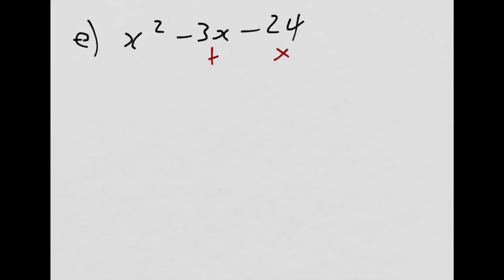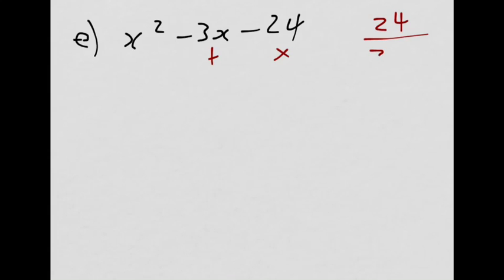Okay, another example. Now we've got x squared minus 3x minus 24. So again, I want a factor pair of 24 that multiplies to equal negative 24 and adds to equal negative 3. So tell me the factor pairs of 24.